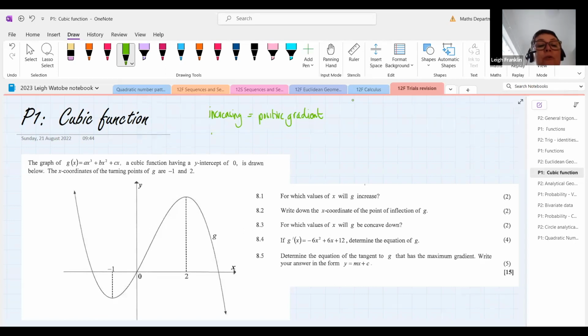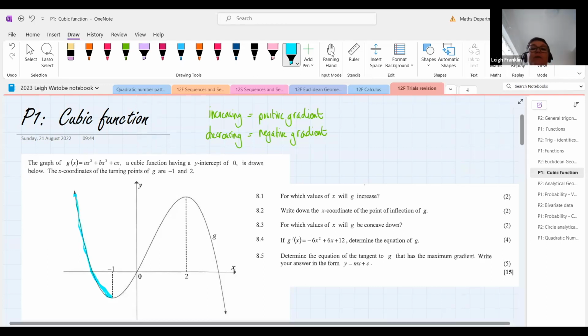Okay. The word decreasing is the opposite. It means a negative gradient. So in other words, if you were walking from left to right across the Cartesian plane, you would be walking downhill. So for which values of x will it increase? Okay, so this cubic function from positive infinity to this point over here, what is this graph doing? The bit that I'm highlighting in blue, is that increasing or is it decreasing? It's decreasing, quite right, Kalipa.